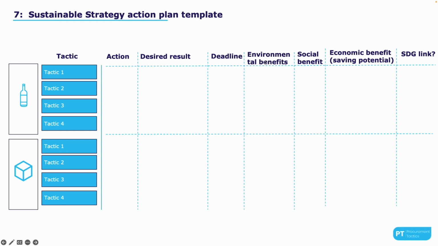And then we make the link to everything that you have been learning. So what are the environmental benefits of my tactics? What are the social benefits? What are the economic benefits? And of course, their saving potential. And with which SDG are they linked? You can work on group 1, group 2, and of course we have been copying the slide, so you also have group 3 and group 4.